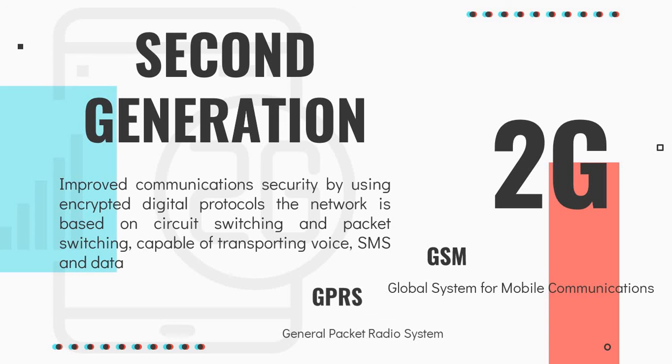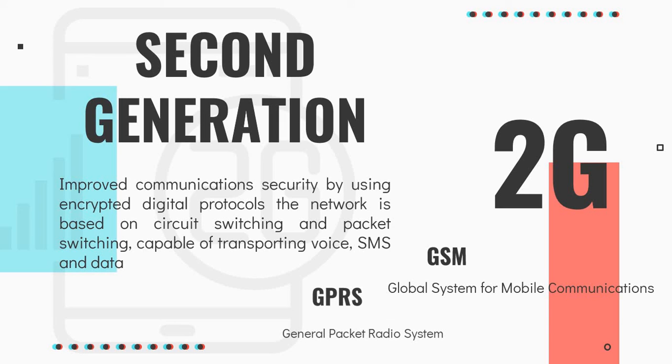The second generation used digital technology to be able to have better hiding of calls, allowing more simultaneous links in the same bandwidth, and allowing it to integrate other services that previously were independent, such as SMS, with the facility of not only mobile data but also roaming, allowing you to move from one place to another.